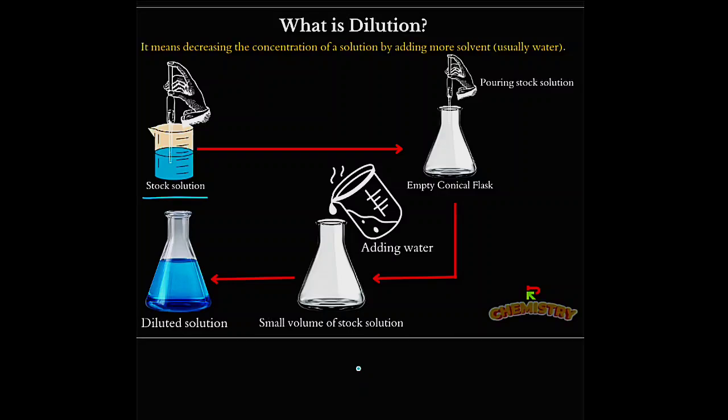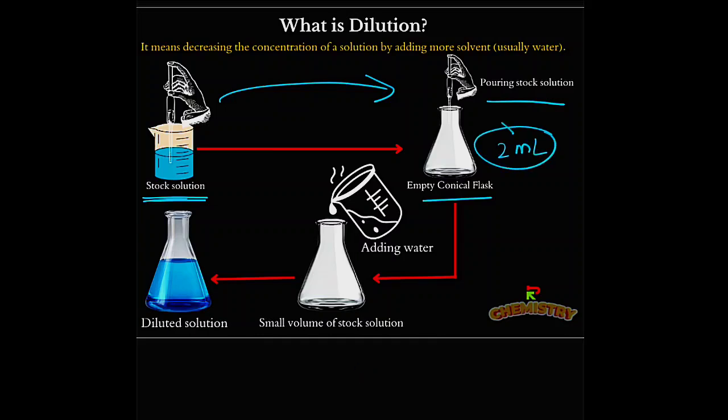Here is the stock solution. We are taking a few ml of stock solution using a pipette and pouring it into an empty conical flask. Let's take 2 ml of stock solution added to this conical flask. Now we are adding some amount of water. Let's take 98 ml.